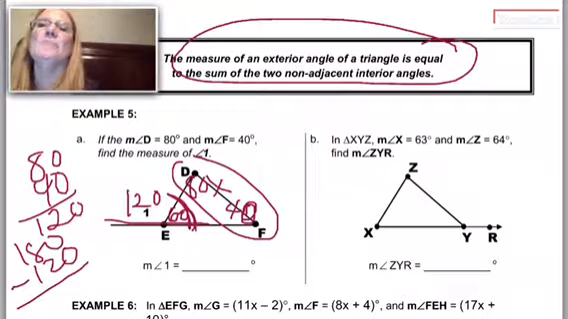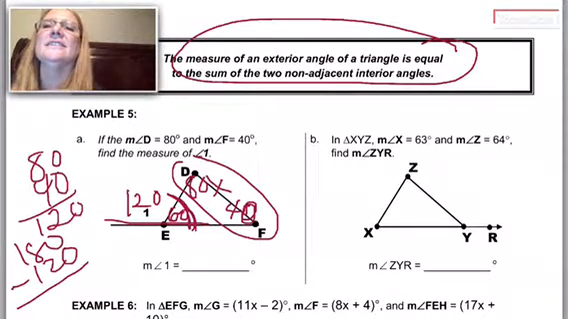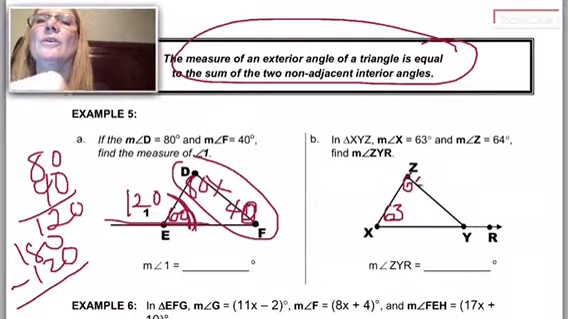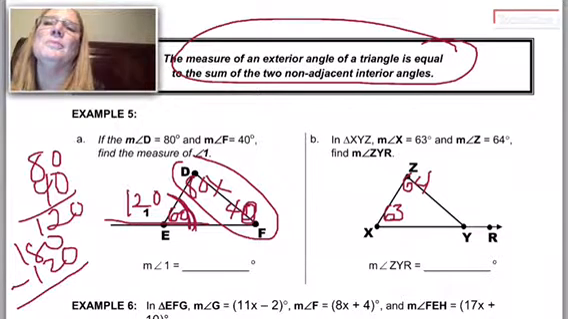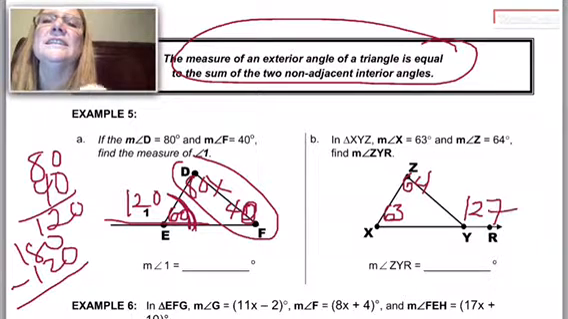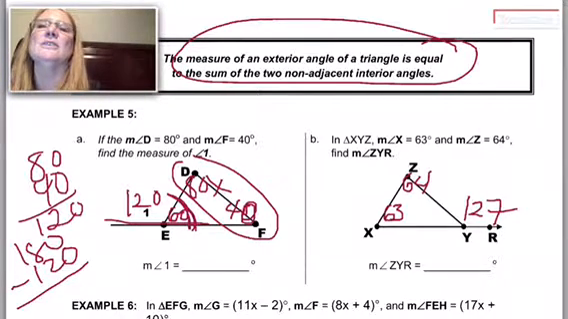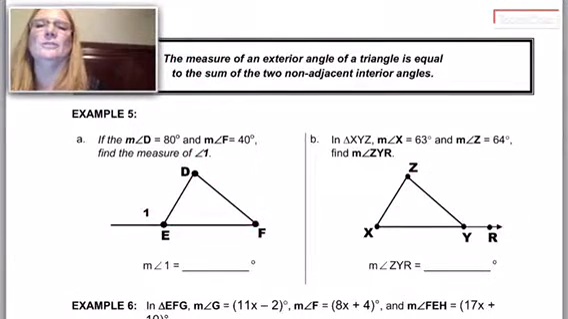So let's look at that property on part B. Again, on this one, they tell us that X is 63 and that Z is 64. So the property tells us that we can add 64 and 63 and get 127, and that would give us the measure of the exterior angle. All right, now let's look at that with just a little bit of algebra.